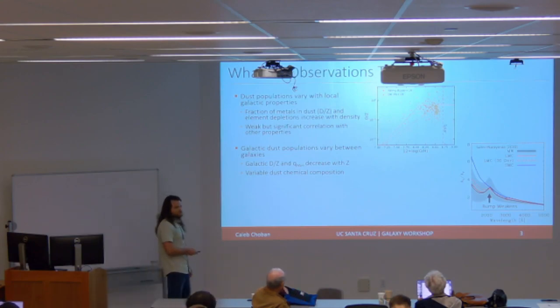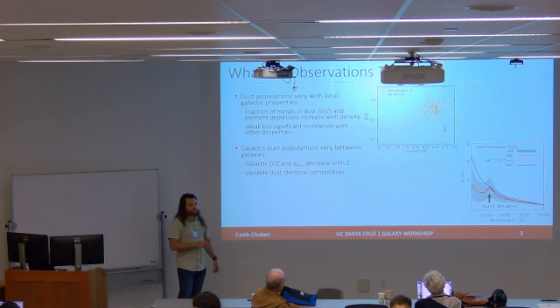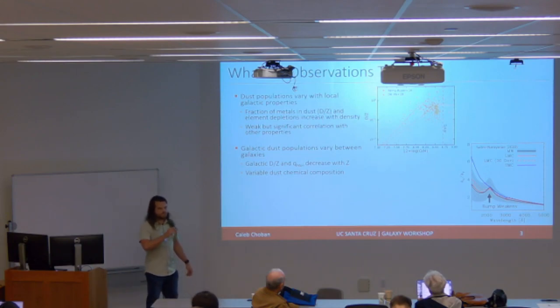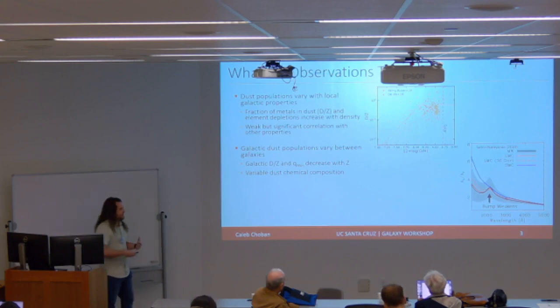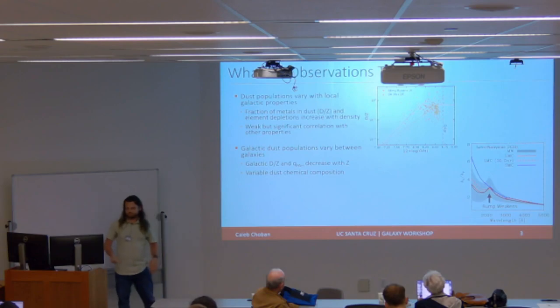And when we look at extinction curves, we find a change in chemical composition, mainly this 2175 angstrom bump that's due to small carbonaceous grains. The Milky Way has a very prominent bump. The bump weakens in the LMC and is practically non-existent in the SMC besides a few sight lines. That's telling us there are fewer small carbonaceous grains as we go to the LMC and SMC, so the composition of our dust is changing.